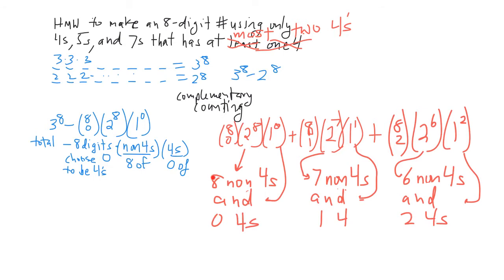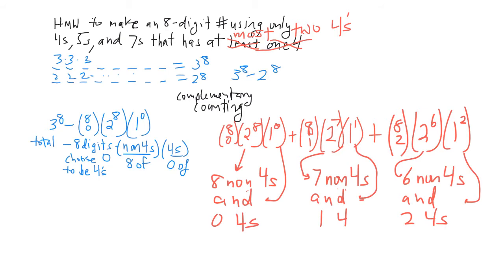So notice that I have 8 non-4s and 0 4s. And "and" is a multiplication, like we did in the fundamental counting principle, where we multiplied those different blanks together. Or I could have 7 non-4s and 1 4. I can multiply them together. Here the thing is, though, that 1 4 could be in any of the 8 spots. So 8 spots, choose 1 to be where the 4 is.